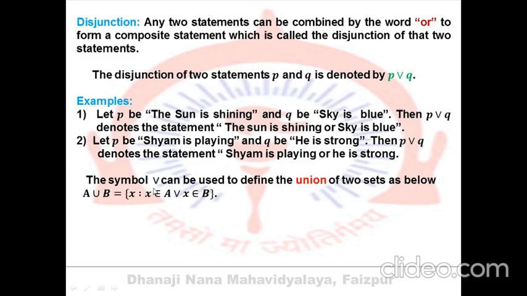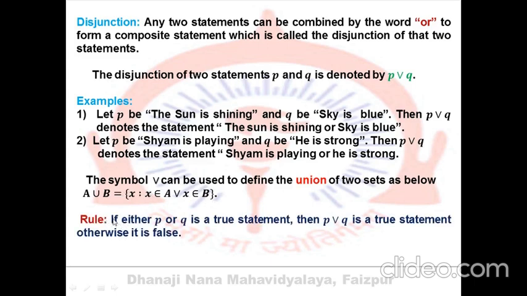The symbol or can be used to define the union of two sets as below. So A union B is equal to the set of all x such that either x belongs to A or x belongs to B. So rule: if either P or Q is a true statement, then and only then P or Q is true, otherwise it is false.